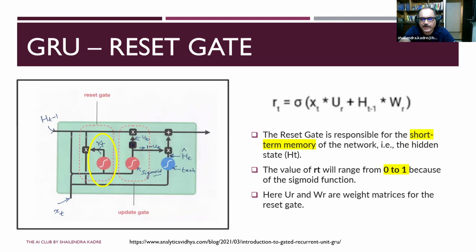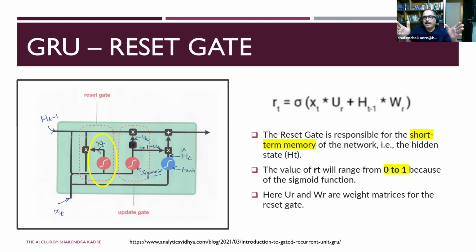XT is multiplied by its corresponding weight. There is a weight associated with XT. Before XT goes into the reset gate, we multiply it with its corresponding weight. Similarly, the input coming from the previous time step is also multiplied by its corresponding weight WR. So the reset gate has two weight matrices, UR and WR. UR is multiplied to XT, and HT minus one, the previous time step input, is multiplied with WR. These two weighted terms become the input.